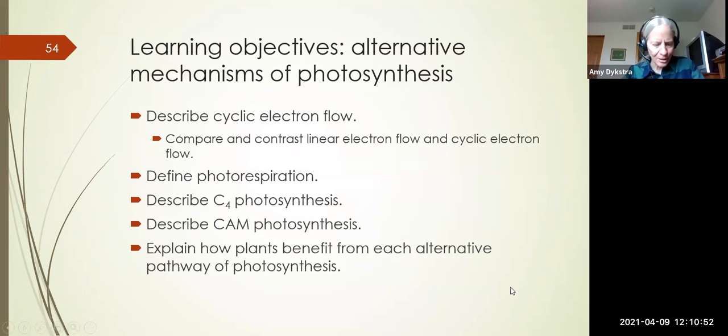All right, so let's take a couple of minutes here to look at some alternative mechanisms of photosynthesis. First, we're going to look at cyclic electron flow, which is an alternative to the light reactions. And then we will look at C4 and CAM photosynthesis, which are alternatives to the dark reactions. Probably we'll just look at cyclic electron flow, and we'll look at C4 and CAM next week after I've given you a chance to read about them and do a reading assignment about them.